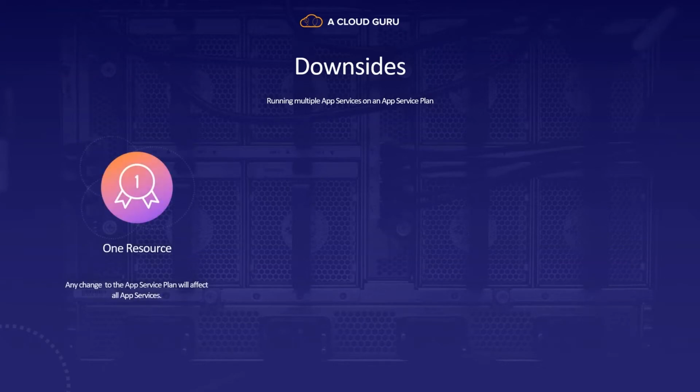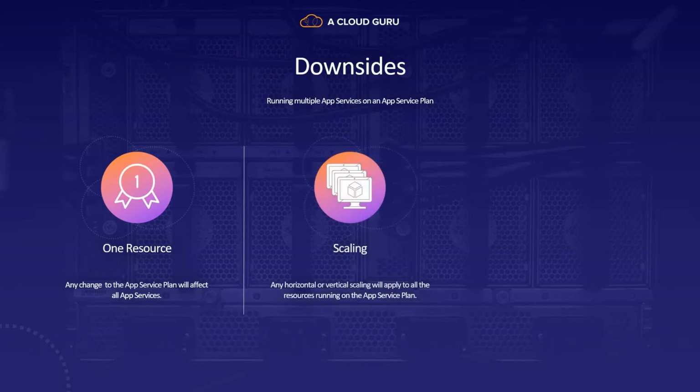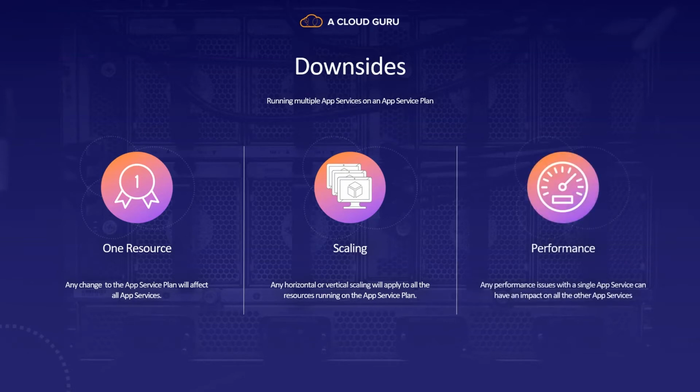All of the app services are obviously using the same resource, the app service plan. So any changes to the plan will affect all app services. If you scale up the VM or app service plan for one app service, all of the services will be affected. You need to be aware of the impact of adjusting, configuring, and changing your app service plan. And any performance issues with a single app service can have an impact on all of the other app services, but more on that later.